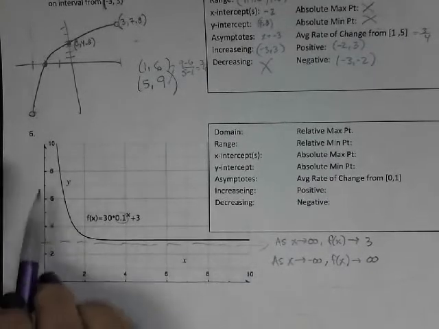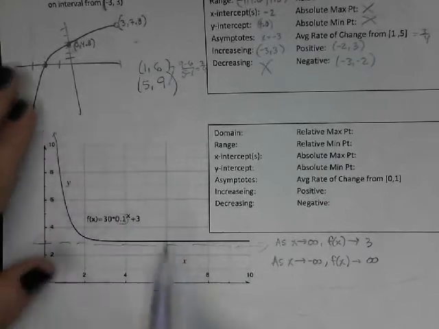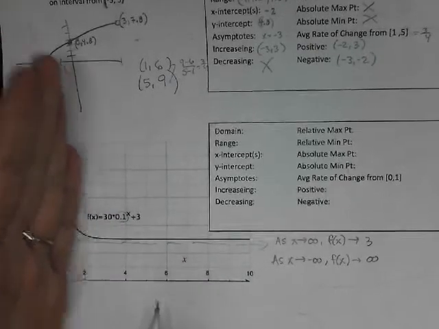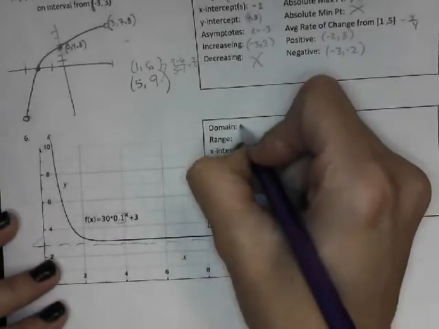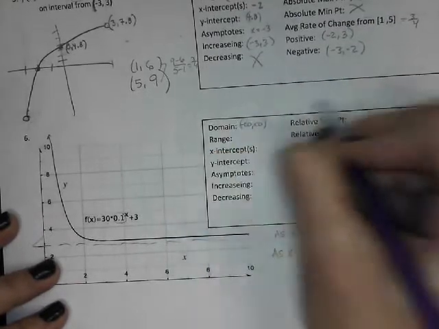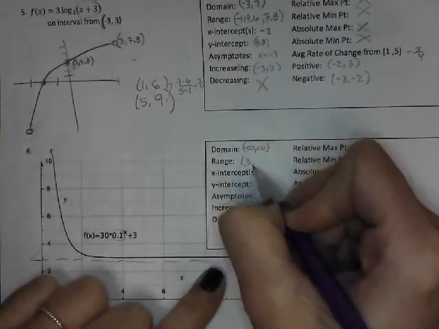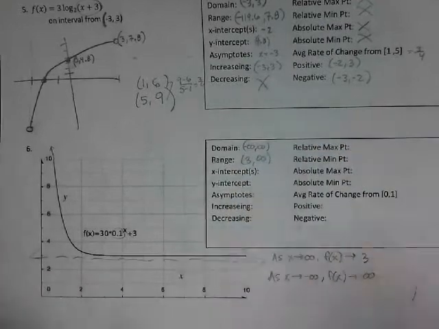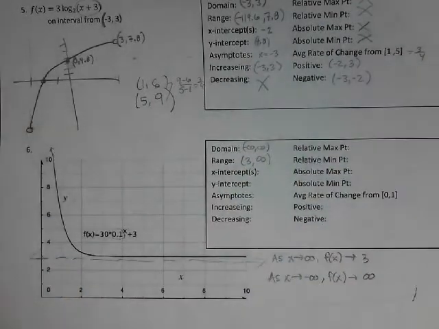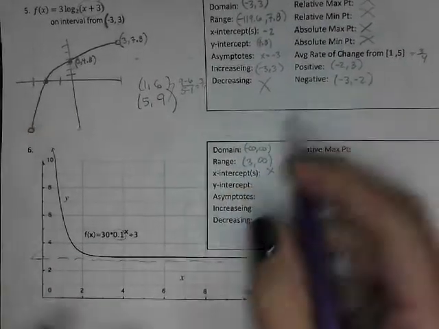So domain here, this is going to keep going forever. There is no vertical asymptote, so it will keep creeping left. So it's negative infinity to infinity. The range, though, is from 3, which it will never reach, to infinity. 3 and up. X-intercept does not exist.